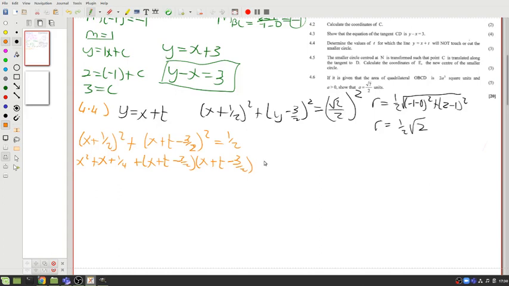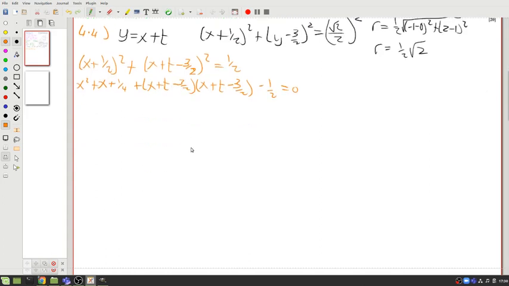Right, equals a half. So I'm going to bring the half over, so minus a half equals 0. And now we're getting into the messy part of the question. We can rewrite x squared plus x plus 1 over 4, and now x times x is x squared, x times t is tx, x times negative 3 over 2 is negative 3 over 2x, t times x is tx, t times t is t squared, t times negative 3 over 2 is negative 3 over 2t.